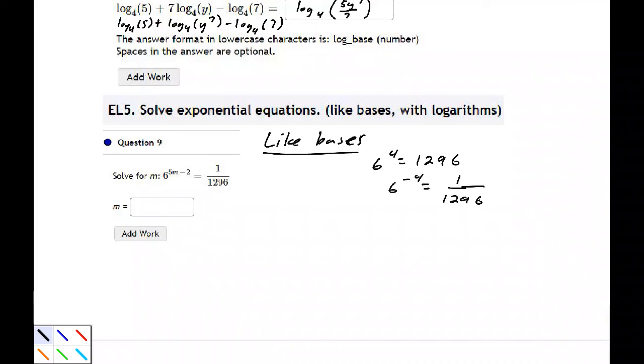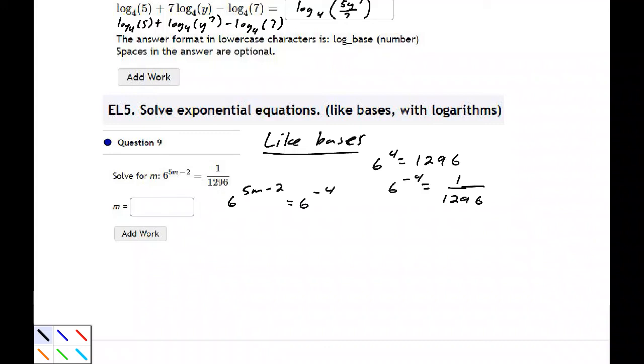Now remember, there is another thought process with some of these questions where you might have to write both sides of the equation using the same base. So you might want to refer to the notes in case you run into something like that. But we know that 6 to the negative 4 is equal to 1 over 1296. That means that 6 to the 5m minus 2 equals 6 to the negative 4.